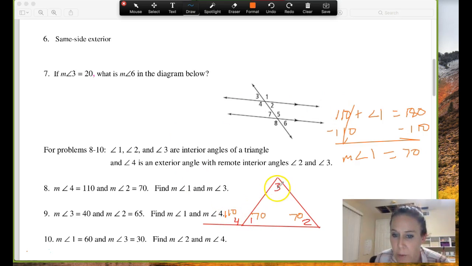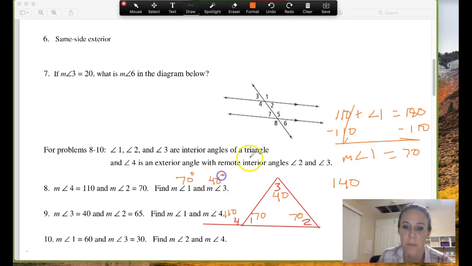Now I can figure out angle 3 easy because these add up to be 180. 70 plus 70 is 140. And if these add up to be 180 and this is 140 together, that only leaves 40 left for here. So this has to be 40. So measure of angle 1 is 70 degrees and measure of angle 3 will be 40 degrees. All right, on to number 9.